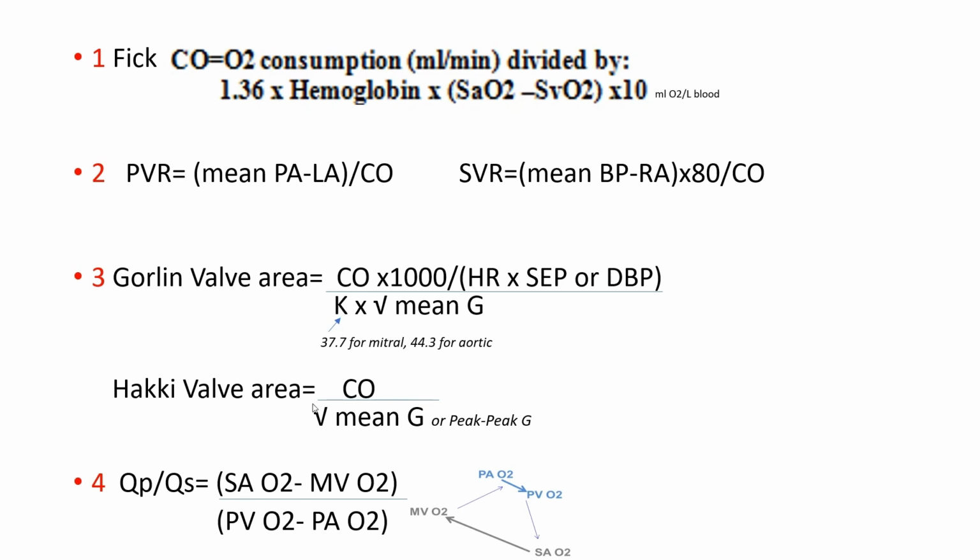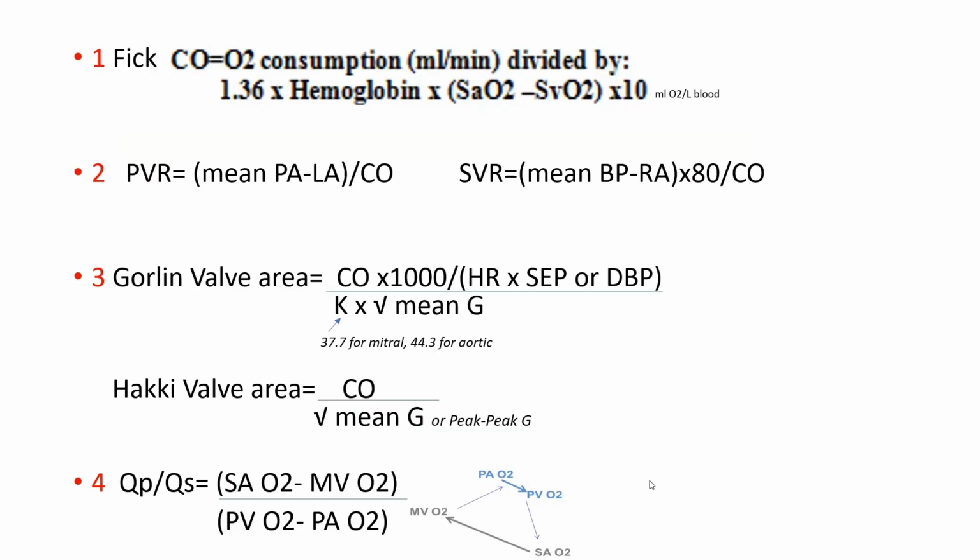Then the valve area equations, Gorlin and Hakki. The simple one, Hakki, essentially consisting of the following parameters: cardiac output divided by square root of mean gradient, or in case of AS, you can use peak-to-peak gradient instead of mean gradient. Then you have the QP/QS equation.